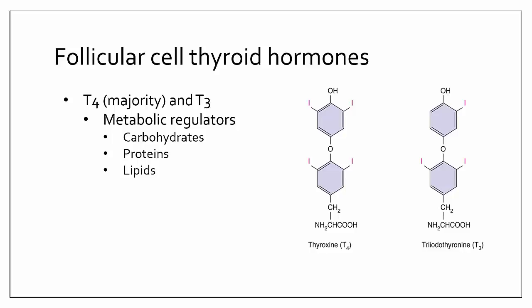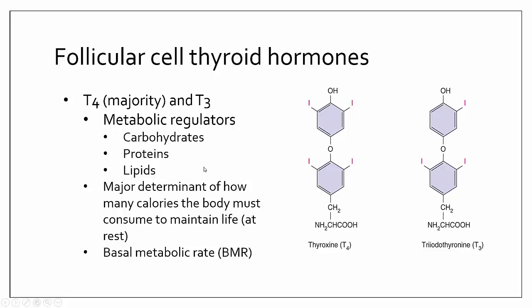They also stimulate the breakdown and mobilization of lipids, all right? So how much you're using your fats, where you're moving them in your body. Are you storing them in the liver? Are you using them for energy? All of these things, okay? They take your food sources, they break stuff down, use energy, build proteins, move your lipids around. They regulate your metabolism. Thus, the thyroid hormones are a major determinant of how many calories the body must consume to maintain life at rest. Okay? This is your basal metabolic rate. What you need, what your metabolic rate is, how many calories you need to eat just to stay alive.